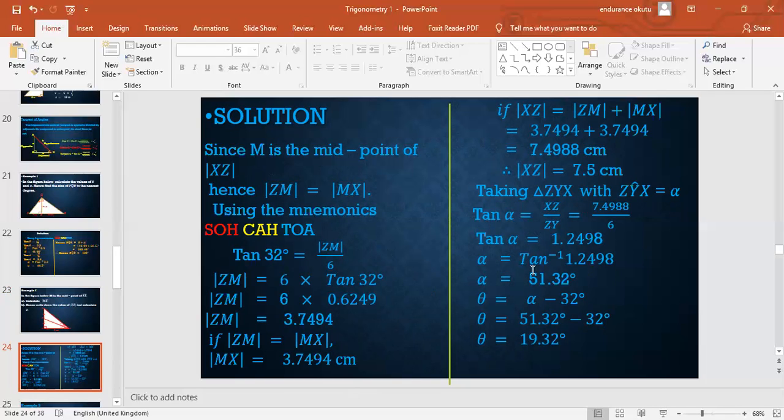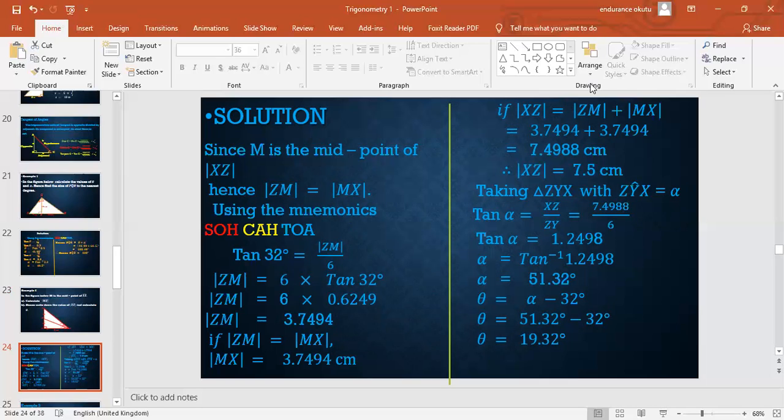Let's take the whole angle ZYX as alpha. Taking the full triangle ZYX, with the angle at Y as alpha, tan alpha is equal to this length. Please don't use the approximated value, always use the full value first.